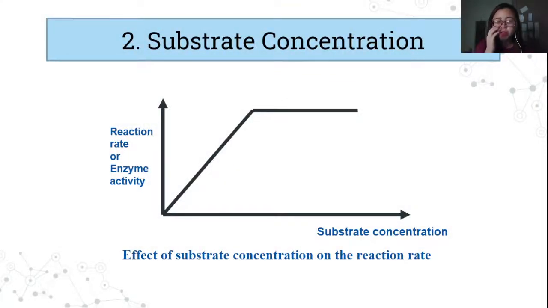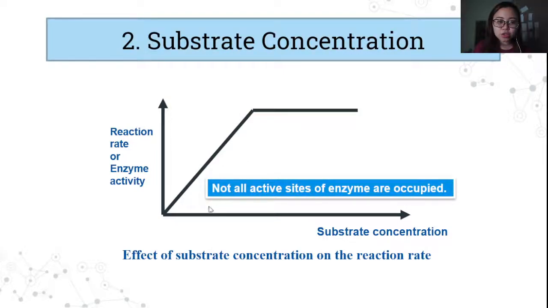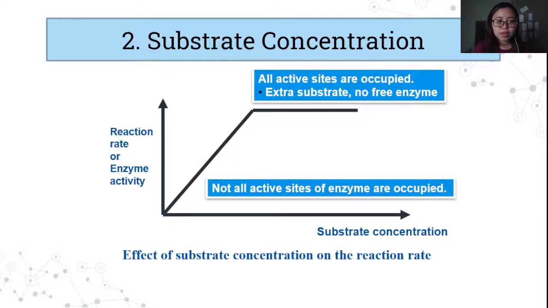So as you can see from this graph here, kalau kita semakin tambah substrate concentration, rate of reaction akan semakin meningkat. This is during the time when not all active sites of enzymes are occupied. But if you keep increasing the substrate concentration, after some time, the rate of reaction is not going to increase anymore because all the enzymes are being used. All the active sites are occupied. So now you have extra substrates but no free enzymes to catalyze the reaction, which is why the reaction rate is already at a maximum. So that is it for the second factor.